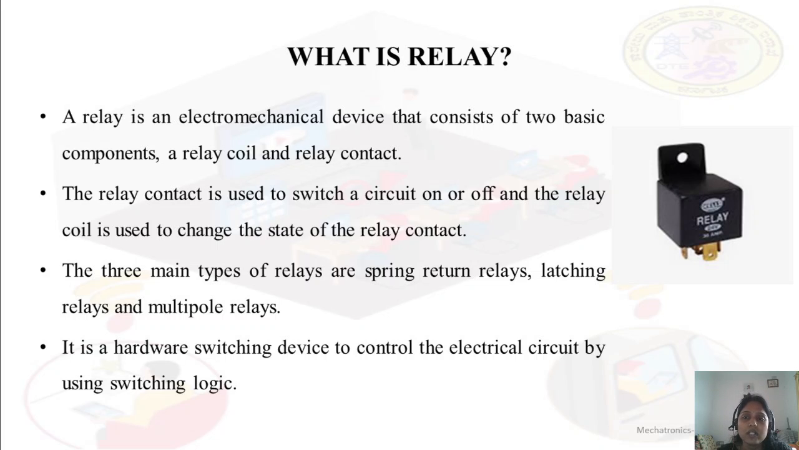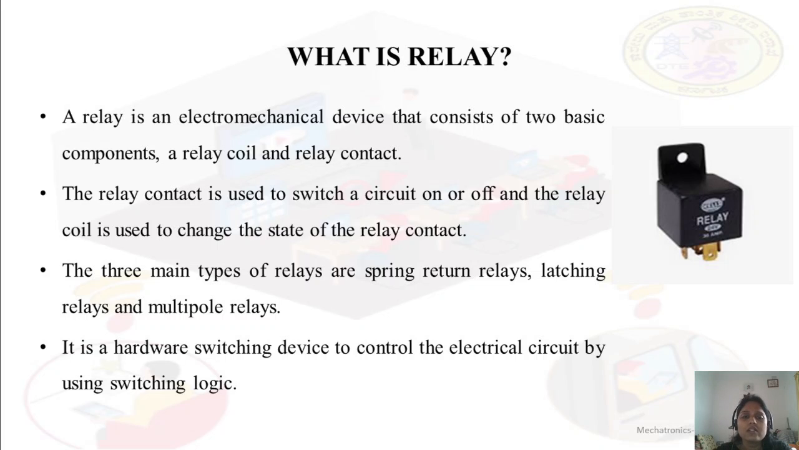And what is the relay coil? It is used to change the state of the relay contact. It acts like an output. In relays we have different types. The three main types of relays are spring return relays, latching relays and multipole relays. The most commonly used relay is the spring return relay.